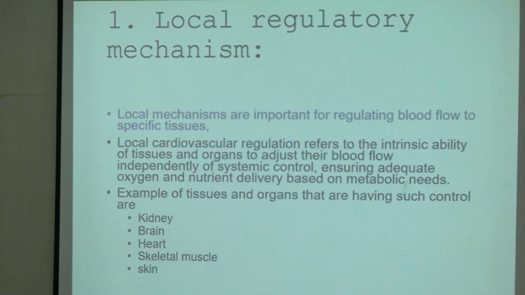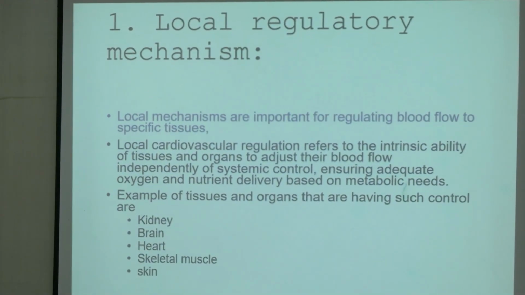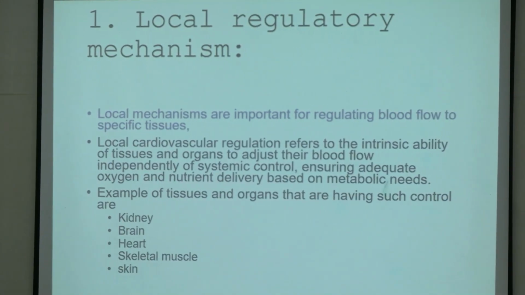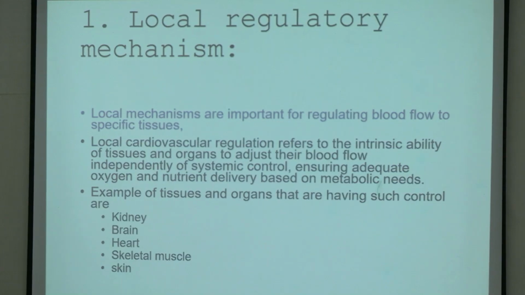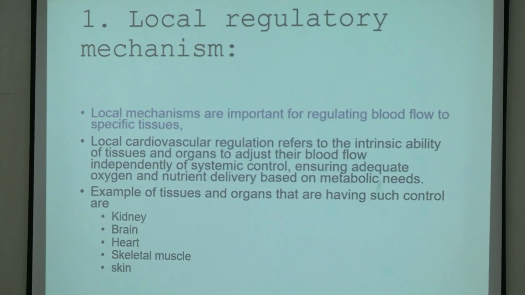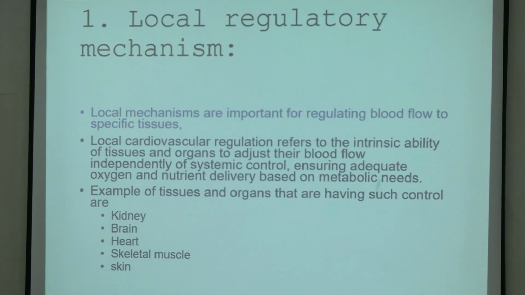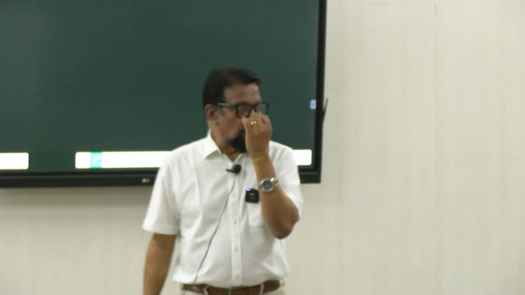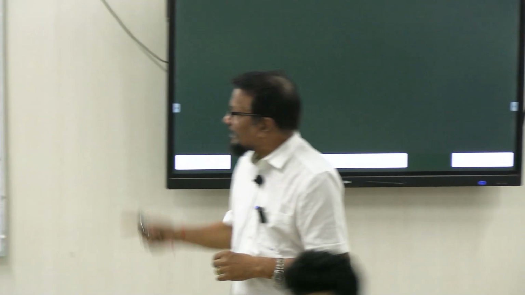Local mechanisms are important, as I said, in regulating blood flow to specific tissues. Local cardiovascular regulation refers to the intrinsic ability of the tissues and organs to adjust their blood flow independently of systemic control. Without systemic control, they can by themselves control their blood supply. How is this done by the local mechanisms?